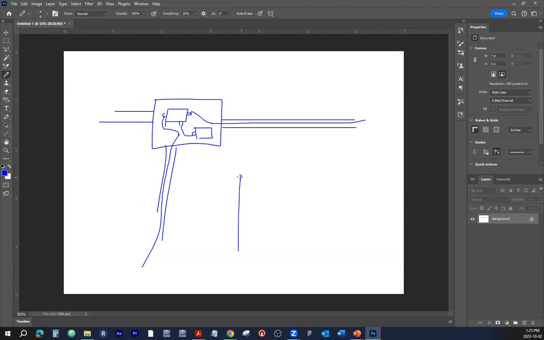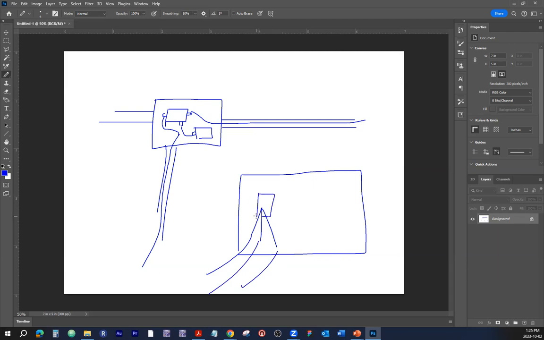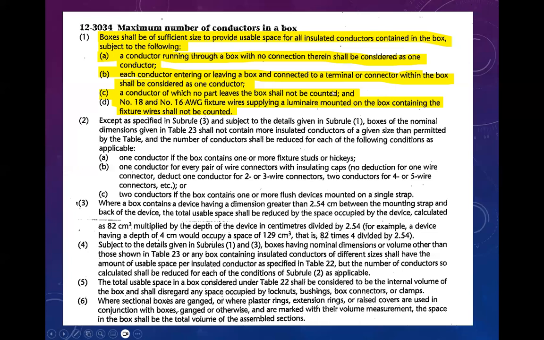Let's say we have a box, and we have a pigtail that is connecting three wires. And there's another pigtail that is connecting two wires by the wire nut or Wirette. And then we insert one more wire connecting those two pigtails. All right, so there's more wires here. Also, that wire will not be counted because no end of that wire leaves the box. That's the rule.